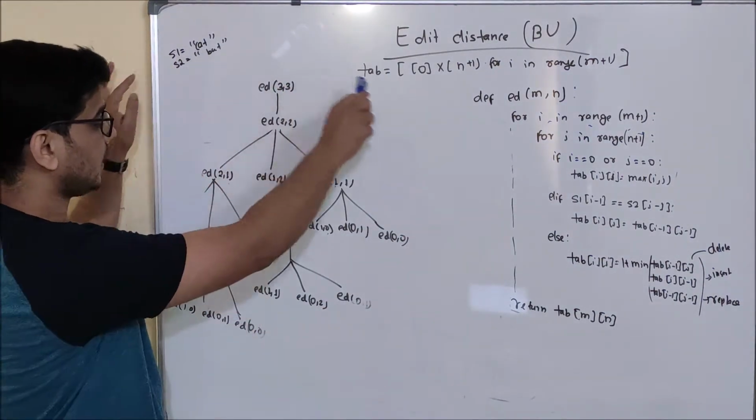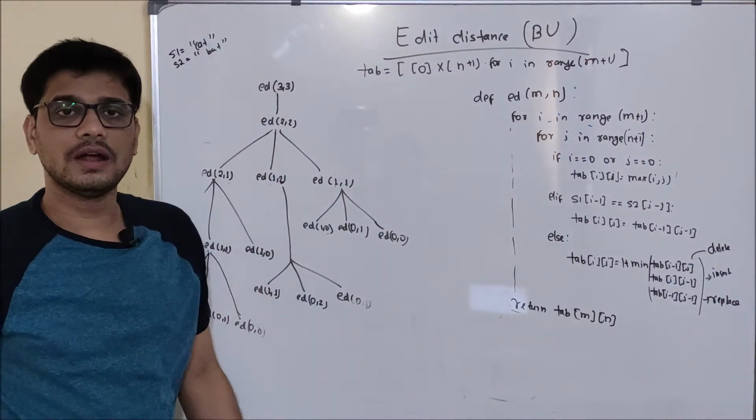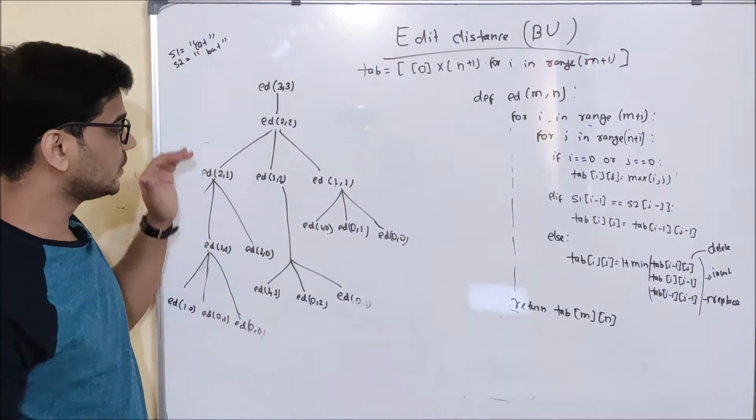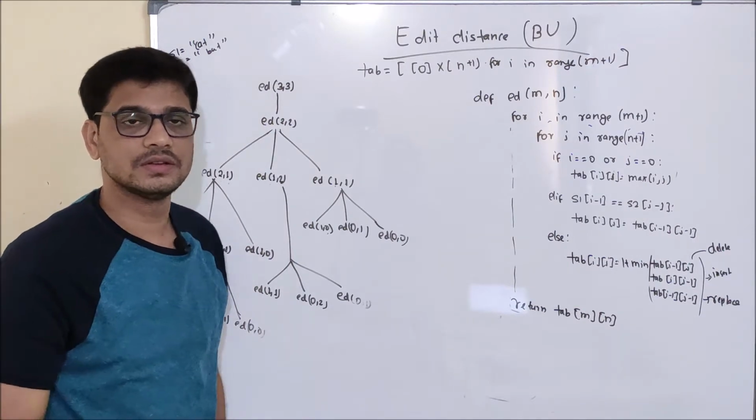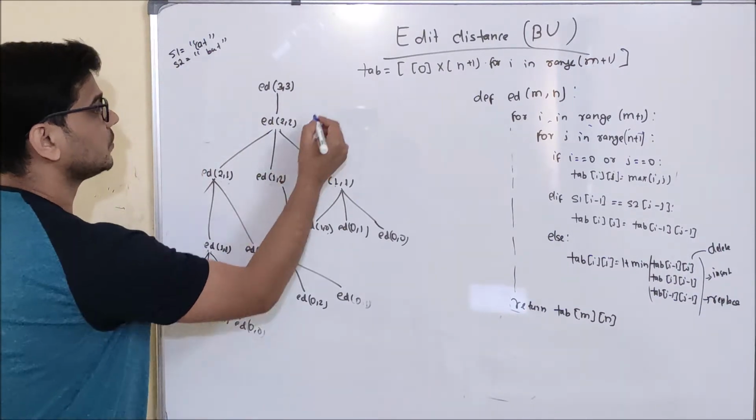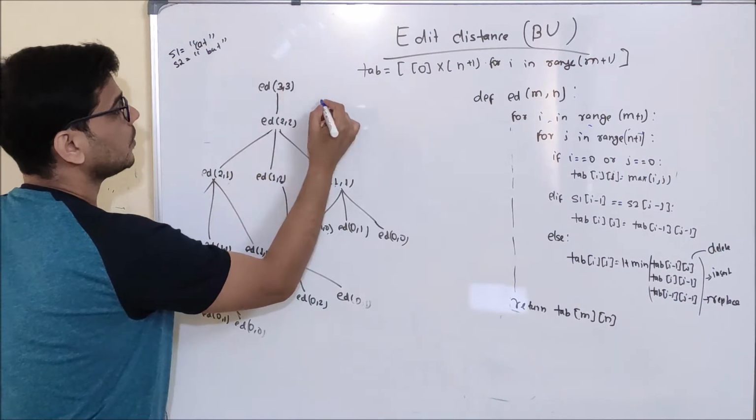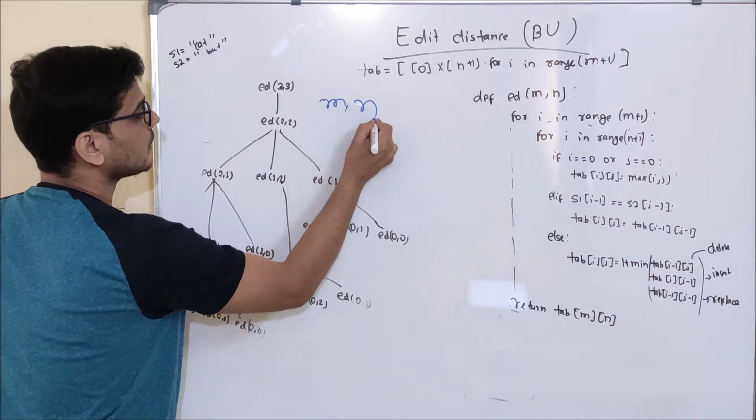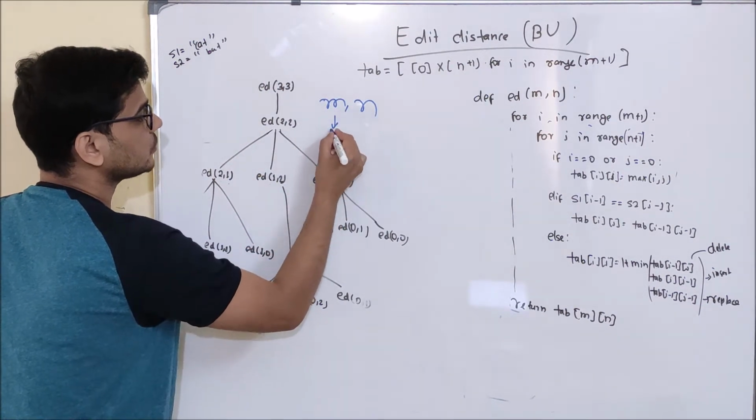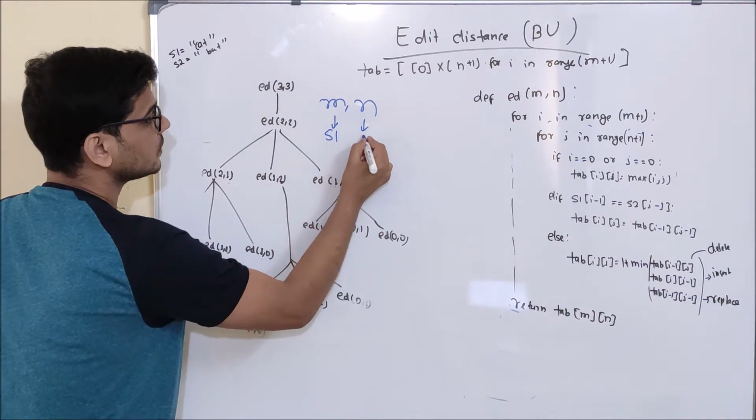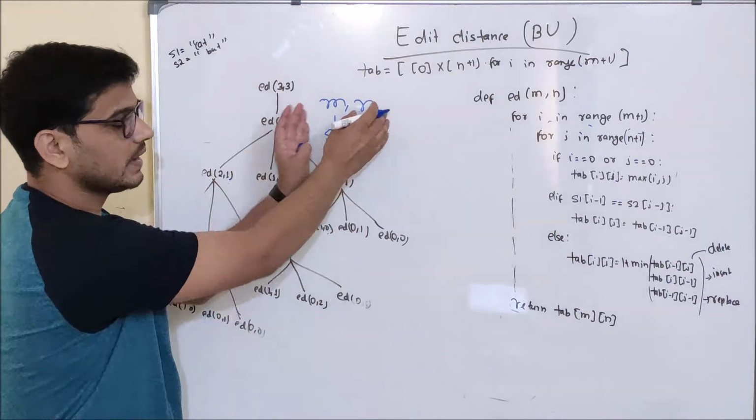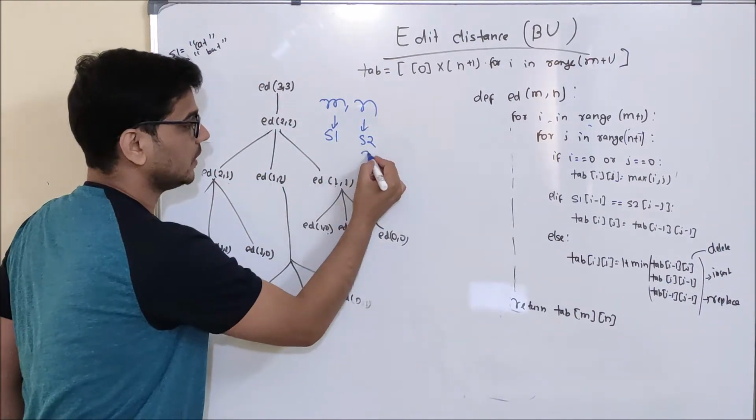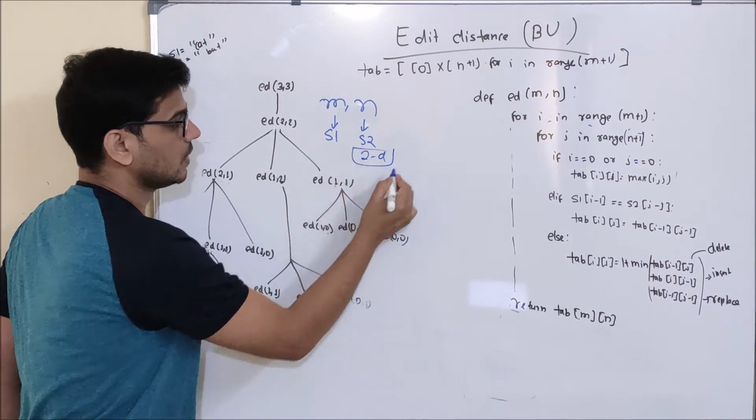So you may be thinking, I have drawn the recursion tree here, and why? See, this recursion tree is going to help us in finding the table dimension as well as the table size. Now come to table dimension. Here we have two variables, m and n, the length of string 1 and the length of string 2. So the table will be 2 dimensional.